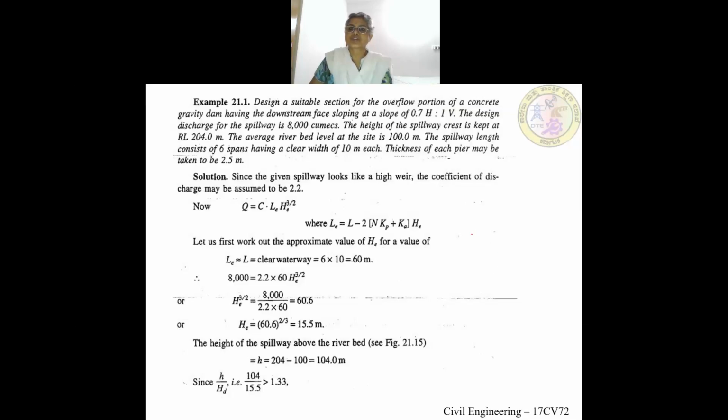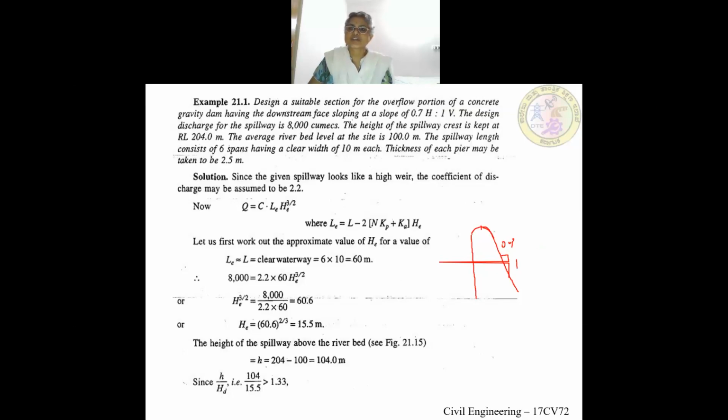This is the Ogee spillway, and this is the vertical face, the upstream face. This is the top of the crest. This is the downstream curve, and here the slope of this curve is 0.7 H to 1. For 1 vertical, there is 0.7 horizontal.